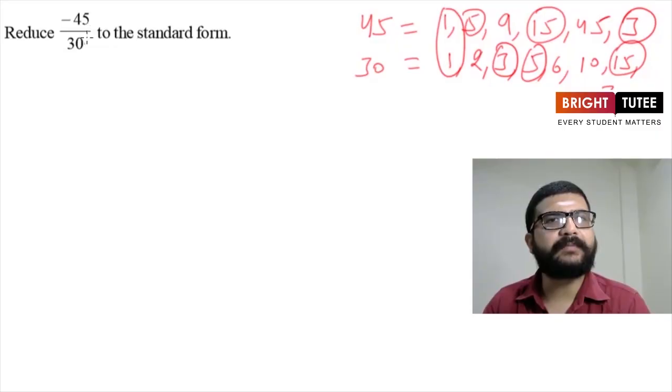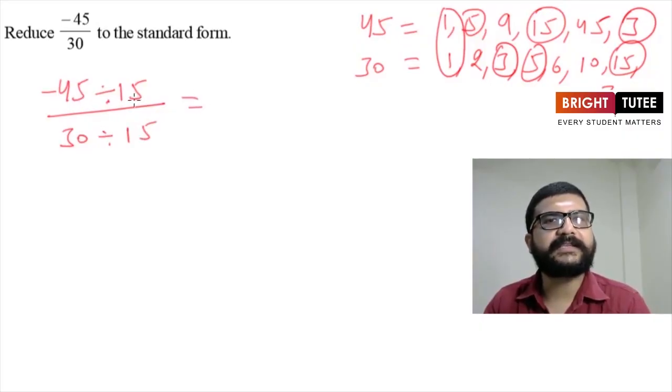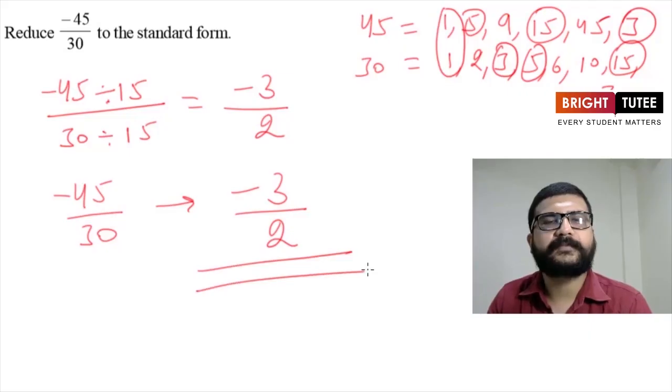So let's do one thing. Let's divide both numerator and denominator with 15. So minus 45 divided by 15 upon 30 divided by 15. Now 45 divided by 15, this is 3. So minus 45 divided by 15 will be minus 3. Now minus 3 upon 30 divided by 15, which is 2. So the standard form of this number minus 45 upon 30 is minus 3 upon 2. So this is how we can find the standard form of a given number.